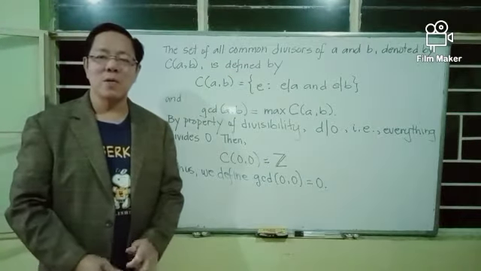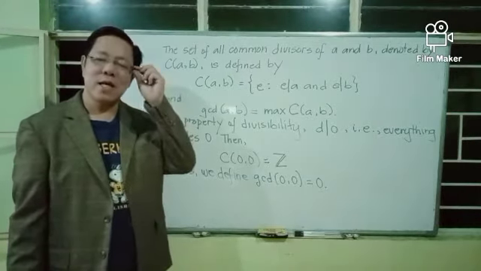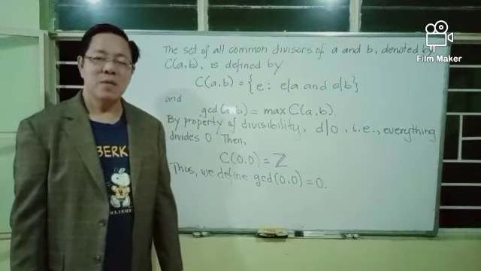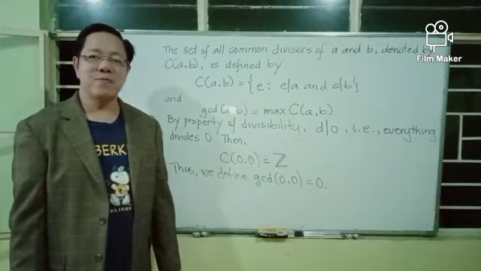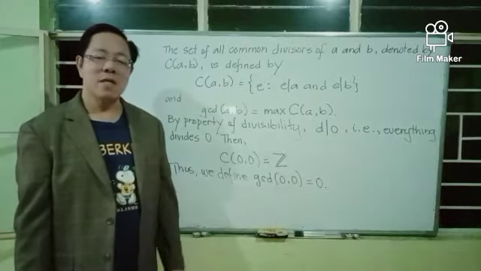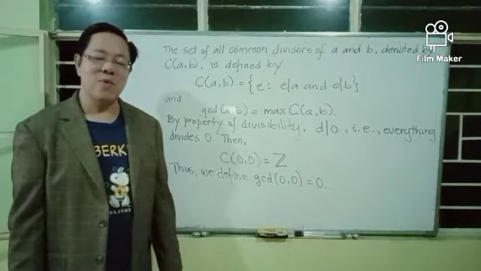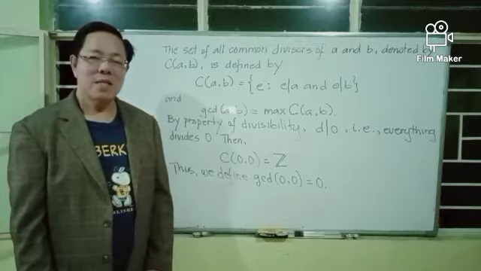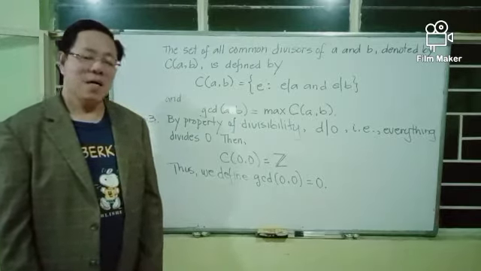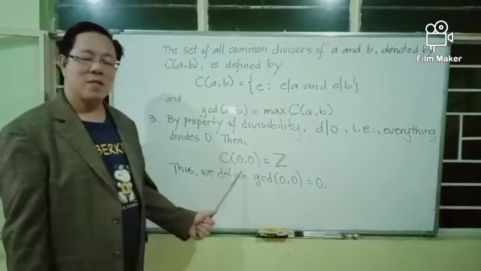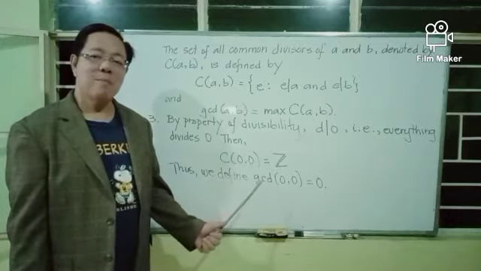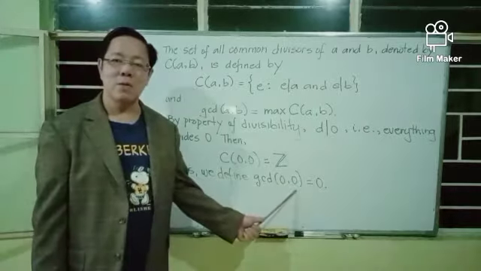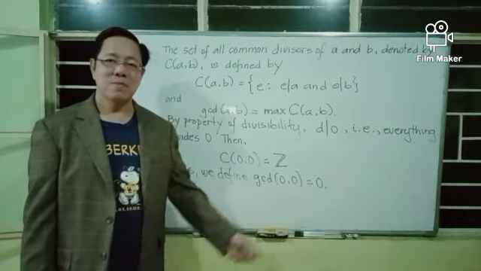Again, there is no largest integer that can divide 0 and 0, since the set of all common divisors of 0 and 0 is infinite. There is no largest integer that divides 0 and 0. But we define the greatest common divisor of 0 and 0 as 0.